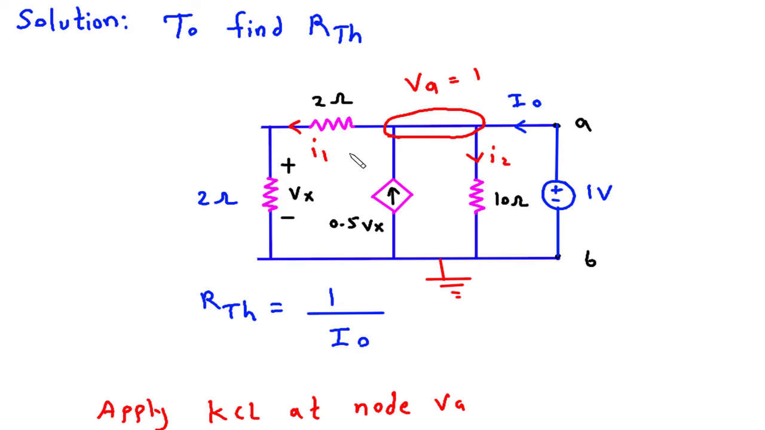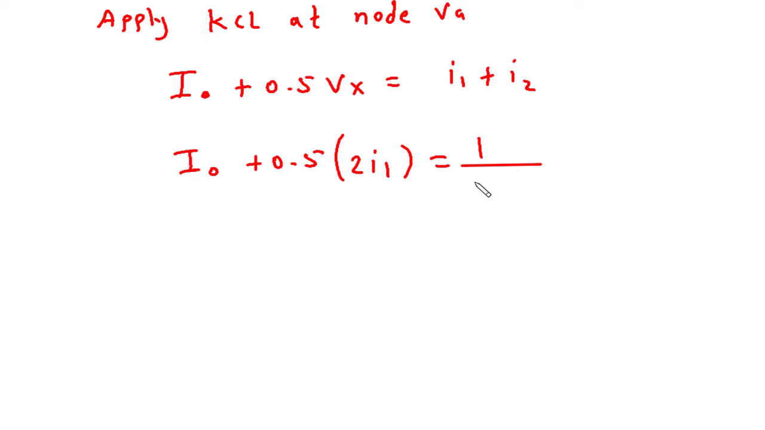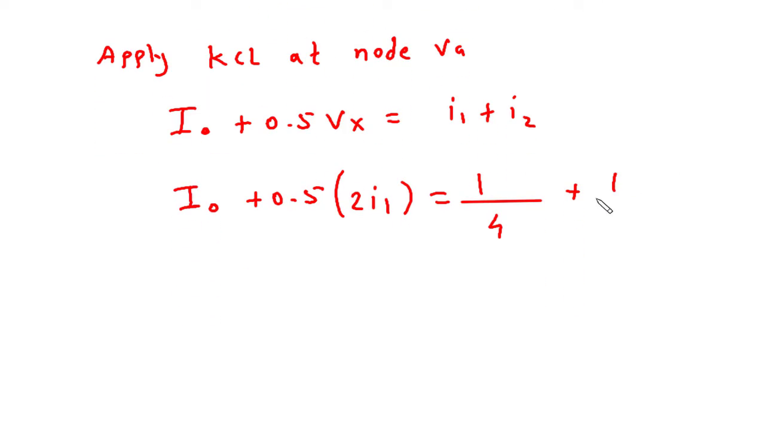Now this I1 is equal to VA, VA is 1, so 1 minus 0 by 2 plus 2, which is 4. This I2 is equal to VA, which is 1 minus 0 by 10. Now again this will be IO is equal to 1 by 4 plus 1 by 10, minus the 0.5 into 2 will be 1.